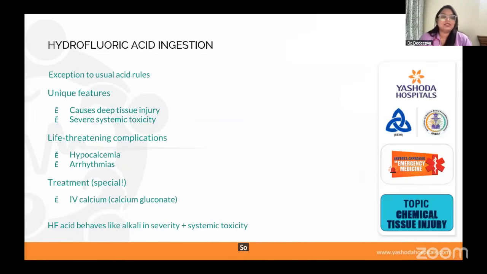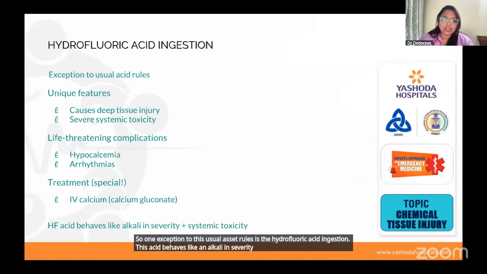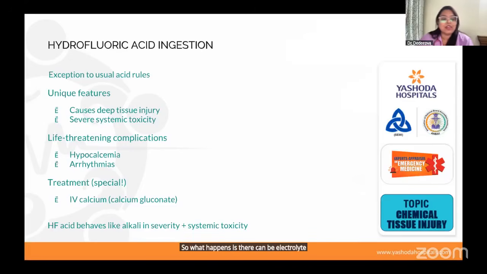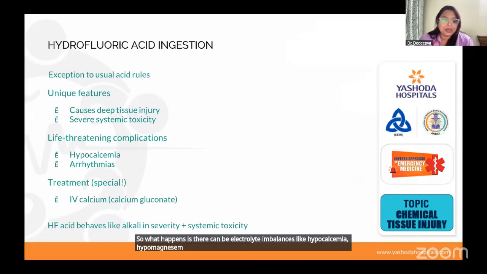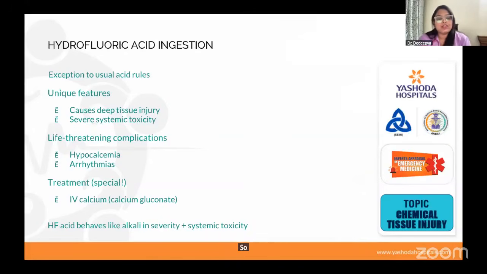One exception to the usual acid rules is hydrofluoric acid ingestion. This acid behaves like an alkali in severity and systemic toxicity. Its unique features are that it causes very severe systemic toxicity with deep tissue injury. There can be electrolyte imbalances like hypocalcemia, hypomagnesemia, and hyperkalemia, which in turn cause arrhythmias like prolonged QT intervals and VT. Hypocalcemia causes tetany and tetanic seizures. So most of the life-threatening complications are because of this acid. For treatment, we would treat it with IV calcium gluconate.